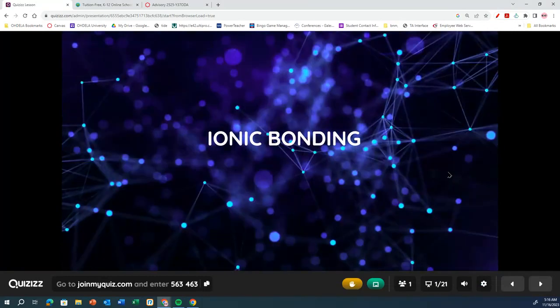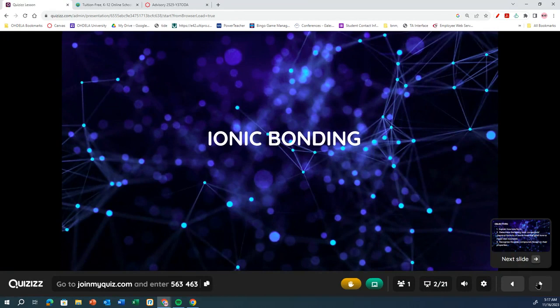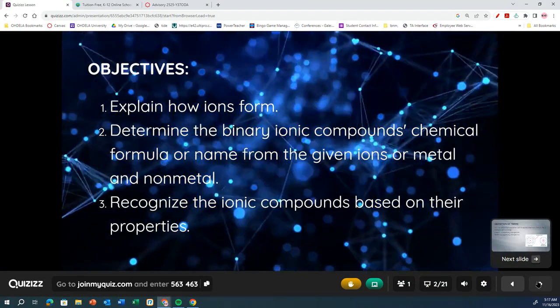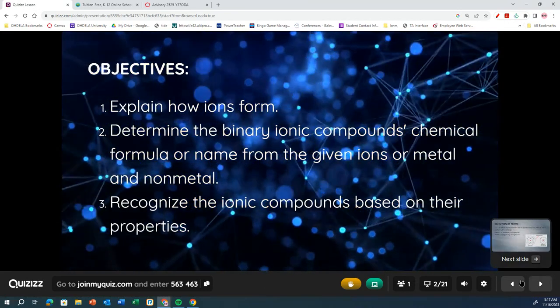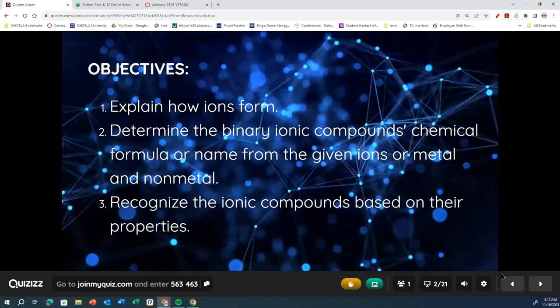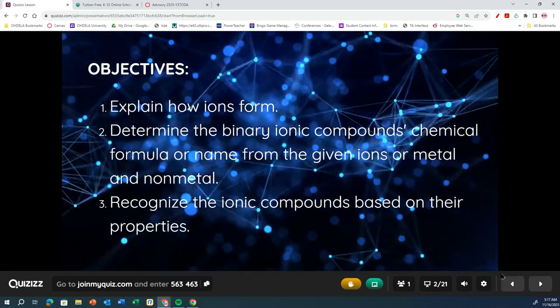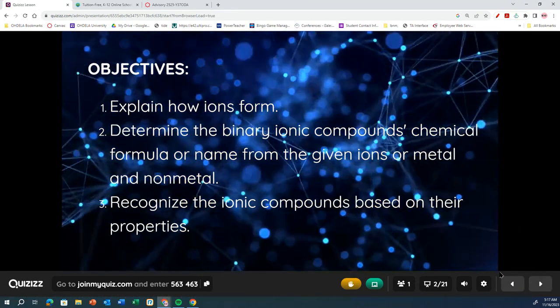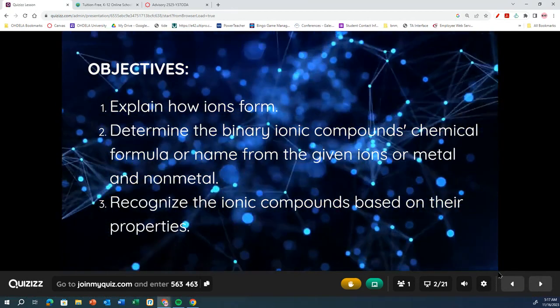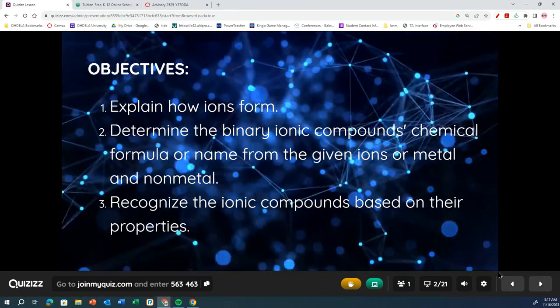All right, so we are going to talk about ionic bonding. This is a review for the test. Our objectives today: 1, explain how ions form; 2, determine the binary ionic compound chemical formula or name from the given ions or metal or nonmetal; 3, recognize ionic compounds based on their properties.